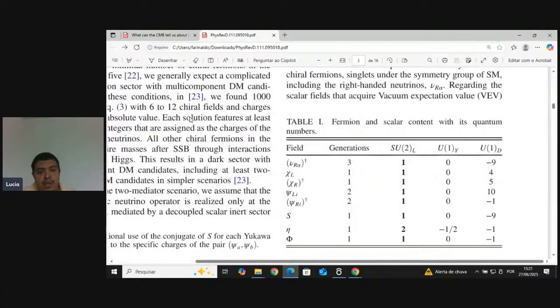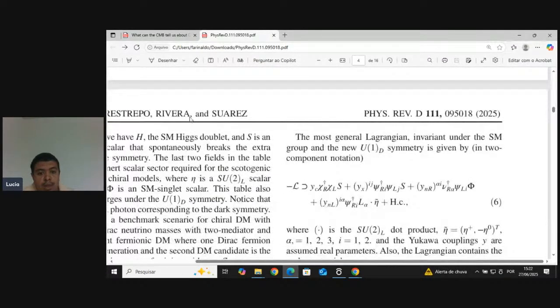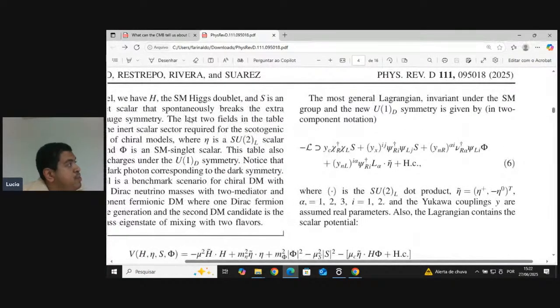Explicitly, the field content of the model introduces these 3 right-handed neutrinos, the chiral fermions, but we also need to add at least 1 scalar doublet, eta, and 1 scalar singlet, phi, in order to realize the operator for Dirac neutrino masses. So when we add these 2 fields, we generate the Yukawa terms that are shown in equation 6.